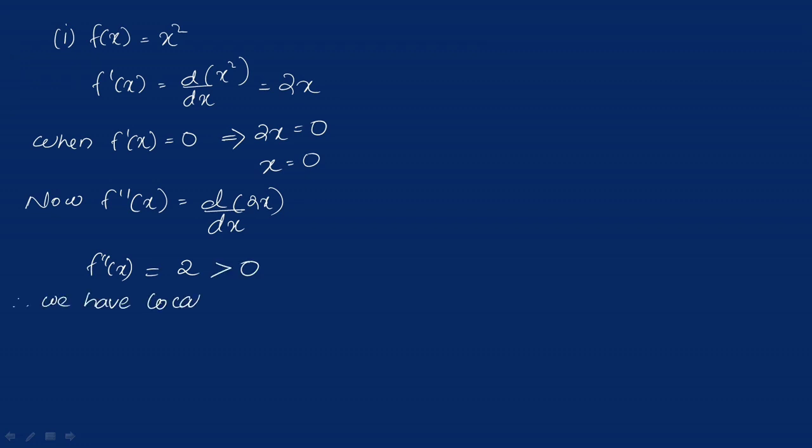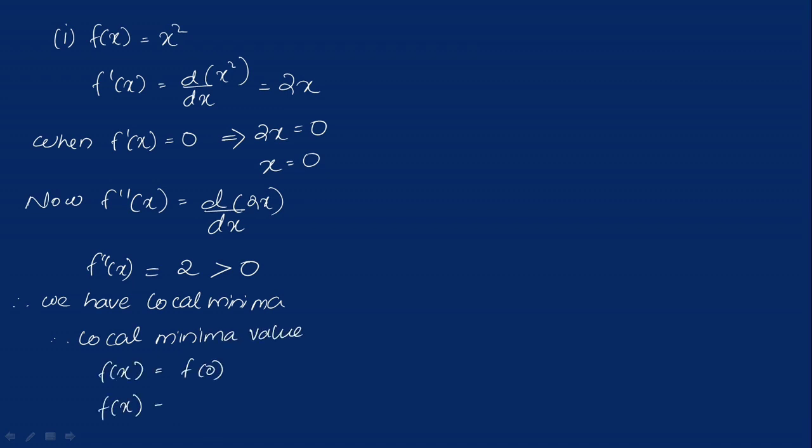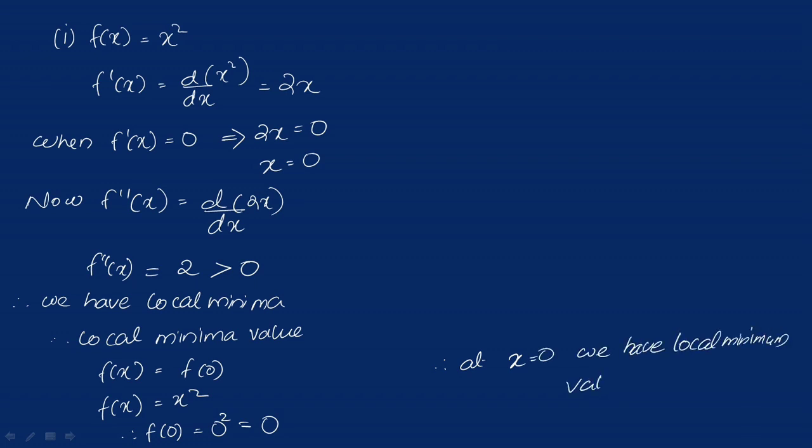Since 2 is greater than 0, it is a positive quantity and we can say we have a local minima here. So the local minimum value: we apply x equal to 0 in f of x equal to x square, that is f of 0, that is 0 square, so f of 0 is 0 itself. So at x equal to 0 we have the local minimum value and we don't have a local maxima here.